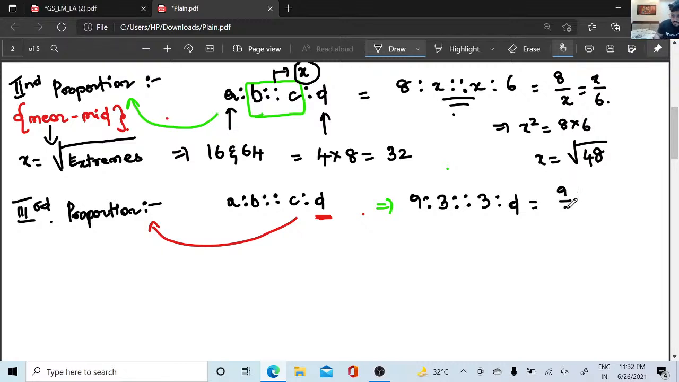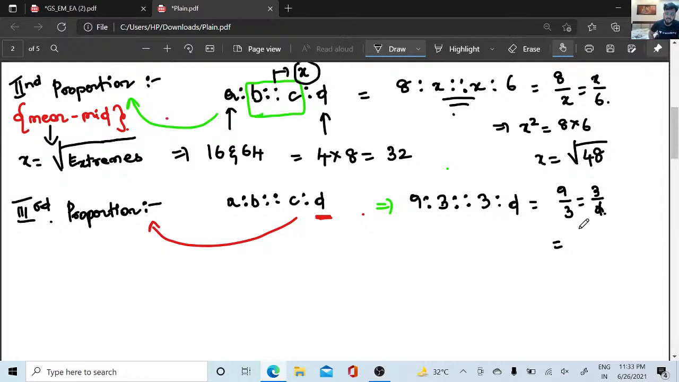So it is nothing but 9 bar 3 is equal to 3 bar D. So what is going to be the value of D here, people? 9 bar 3 is nothing but 3, so 3 is equal to 3 bar D. So what will be the value of D here? Tell me. That is what I have to find out.